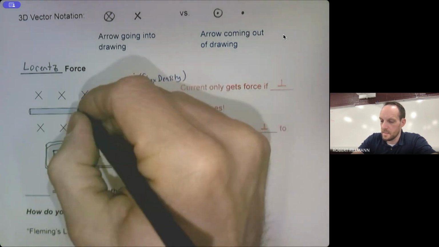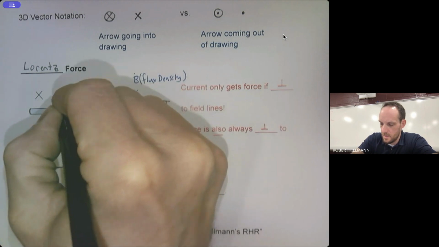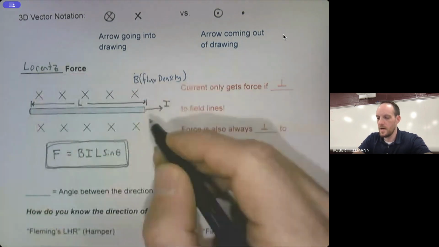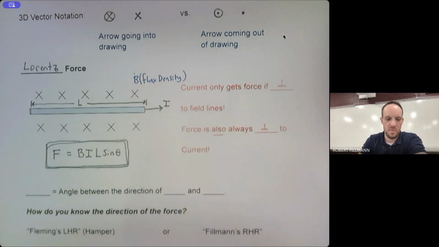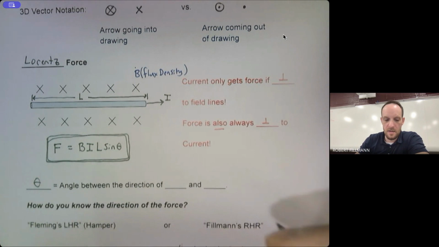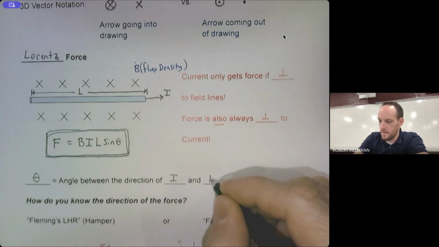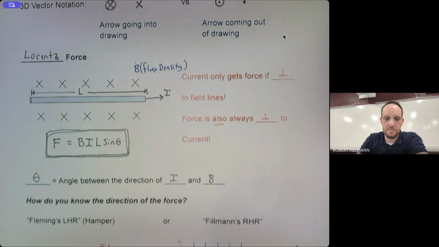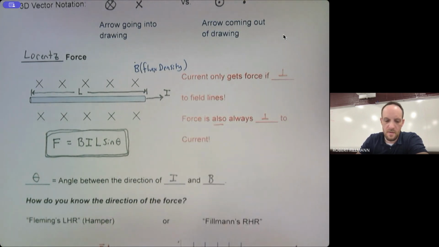And then L is the length of the wire in the magnetic field. So if the wire extends beyond the magnetic field, those parts don't get a force. It's just the part that's in the magnetic field. And then theta is the angle between the direction in which the charge is flowing and the direction of the magnetic field. So in this case, the charge is flowing to the right. The field points into the diagram. It's 90 degrees. If theta is 0 degrees, the sine of 0 is 0.